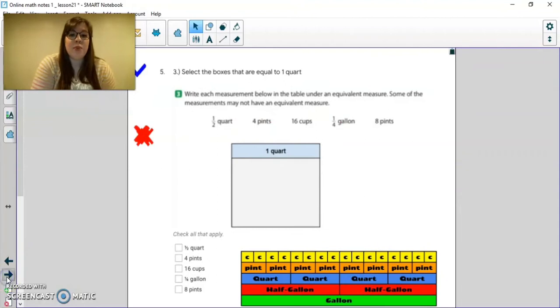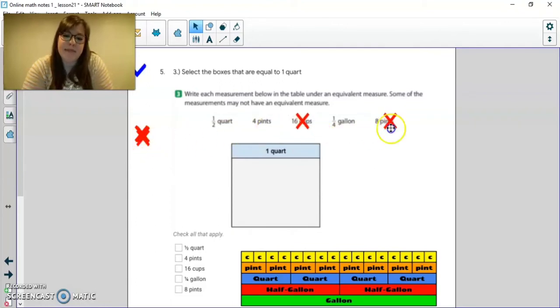The next problem is working with the same kind of situation. Now we're figuring out which of those measurements is equal to 1 quart. So just looking at this now, I can already cross off 16 cups and 8 pints, because if those 2 measurements were equal to 1 gallon, then I know that they're not going to be equal to 1 quart. Then I'm going to work left to right.